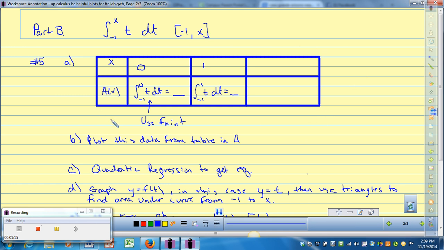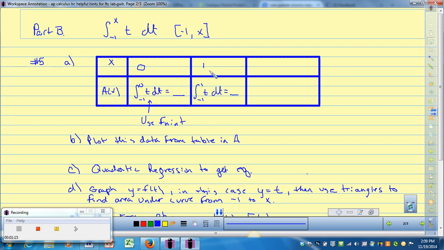And I want to clarify, you should read Part B before you continue listening to my directions so they become more clear. But when you're filling in the table, you're actually plugging the x value into your definite integral. So when you are finding A of x when x is 0, you're doing the definite integral from -1 to 0 of t dt and find that value. And you're supposed to use fnInt on your calculator to do that.